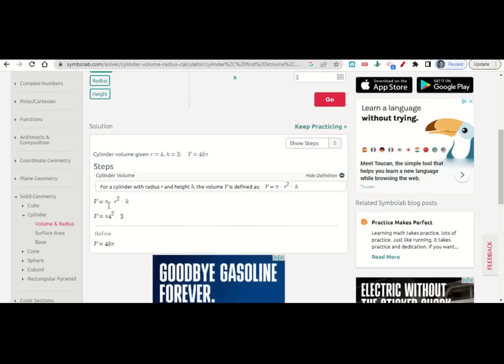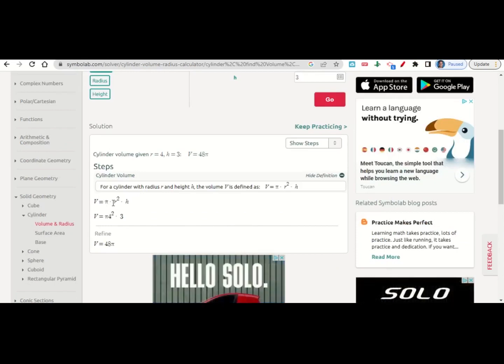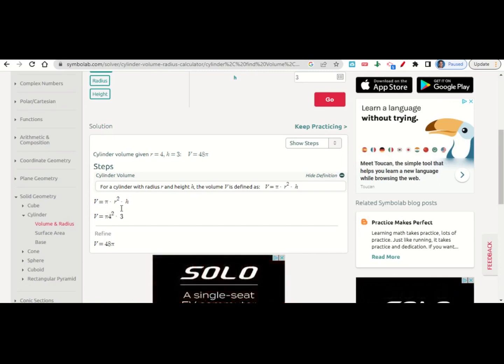And it tells us that the volume of a cylinder is pi r squared h. And it plugs it in for us. So the radius was 4 squared times 3, which is the height. And when we multiply it all together, we get 48 pi. So the volume of this cylinder would be 48 pi. And this is how you can use Symbolab to check your work when finding the volume of a cylinder.